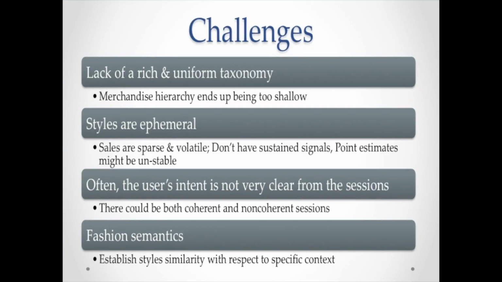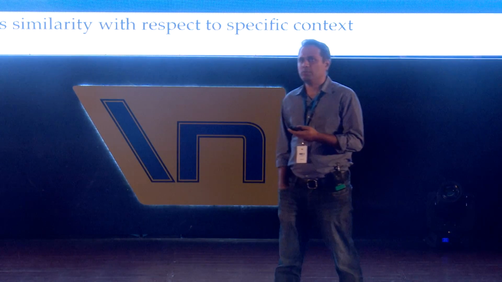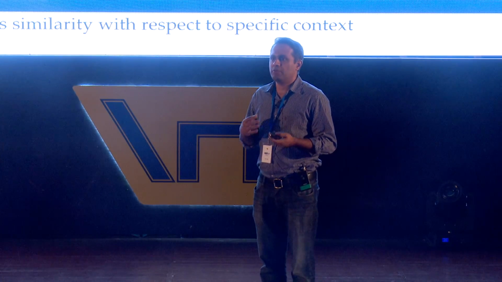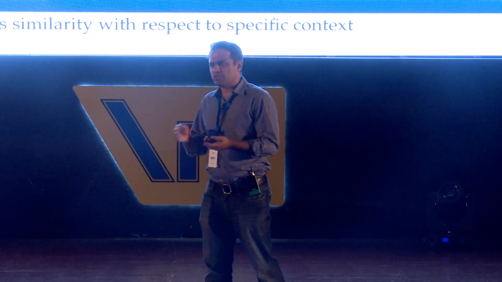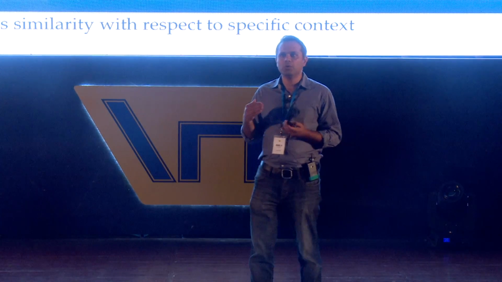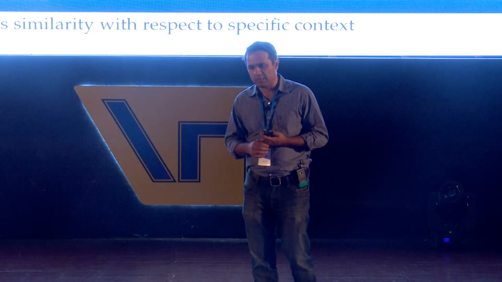So then what are the challenges? Another element of challenge is that there's not a very rich uniform taxonomy. It's very difficult to nail down all the attributes of a product, and it's not uniform across brands. People use different taxonomies. So that's one challenge: how do you circumvent the lack of a rich uniform taxonomy?